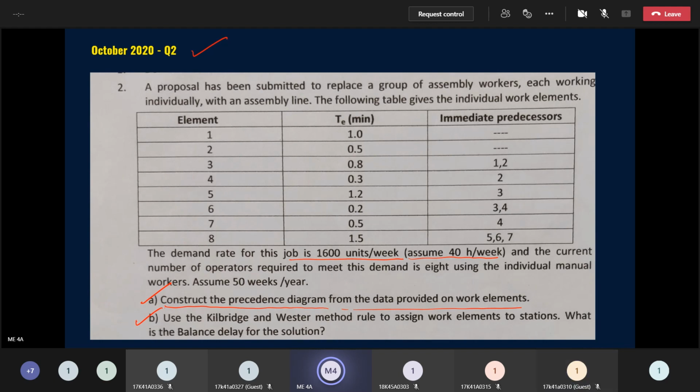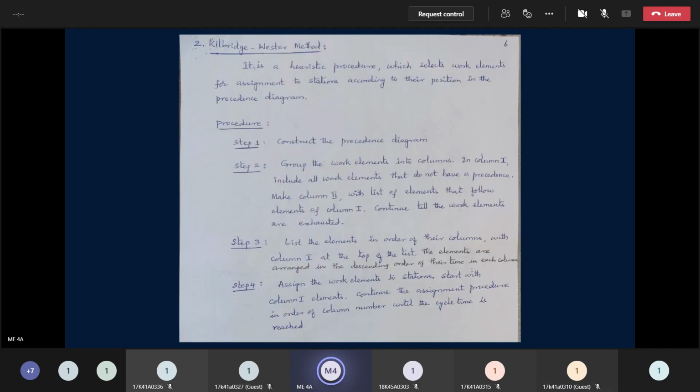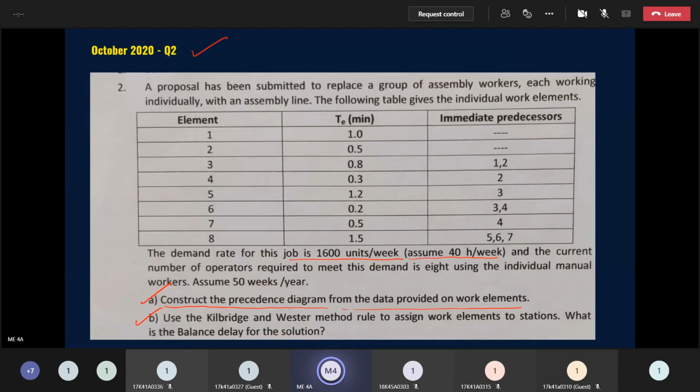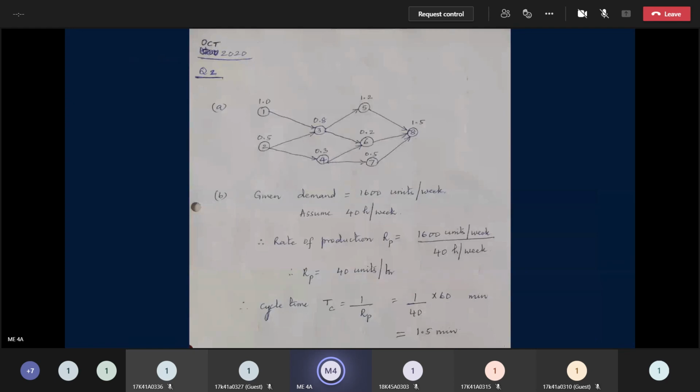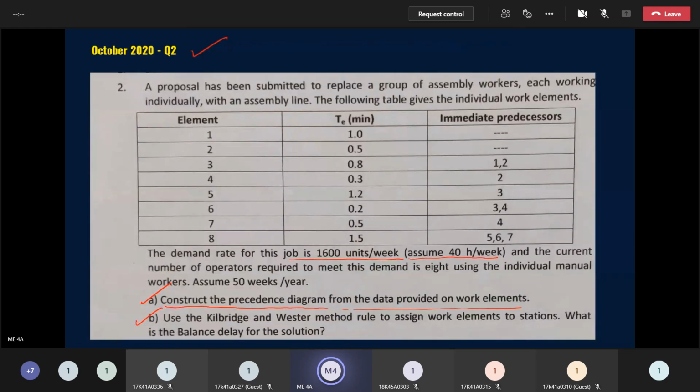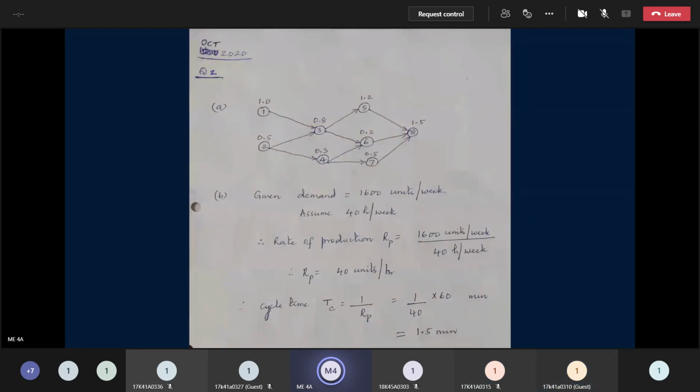Yes, sir. Now, first keep the Kilbridge-Wester method technique aside. I will explain the steps once again. Our first task is to draw the precedence diagram, isn't it? So I am going to draw it. For the available data, for elements 1 and 2, is there any precedence? No, sir. So straight away 1 and 2 I can start like this. There is no precedence.